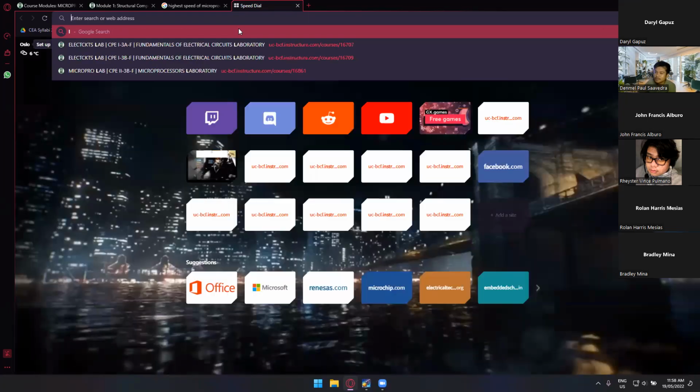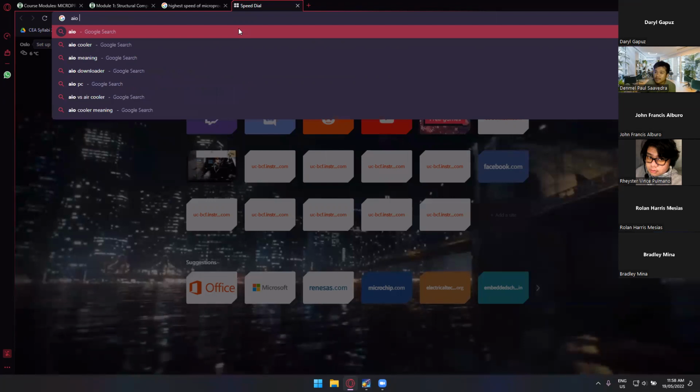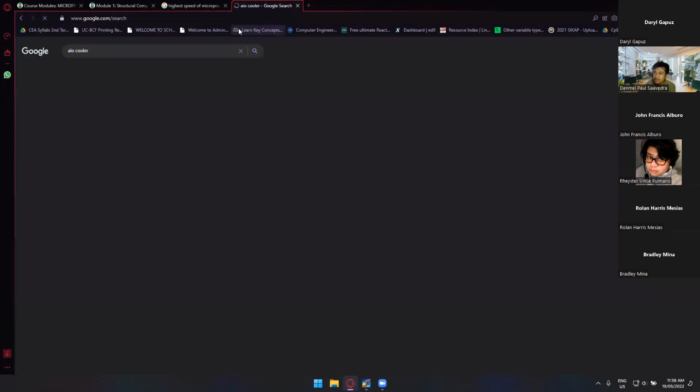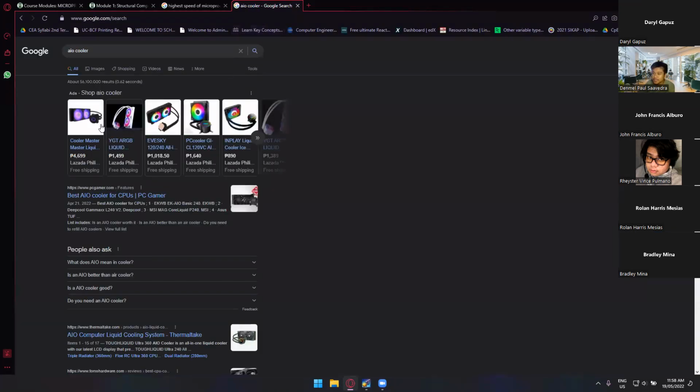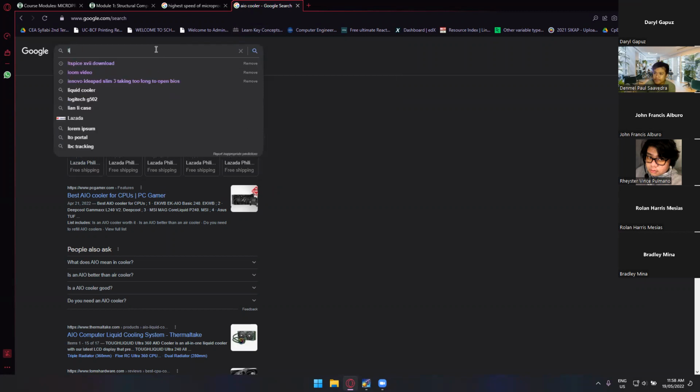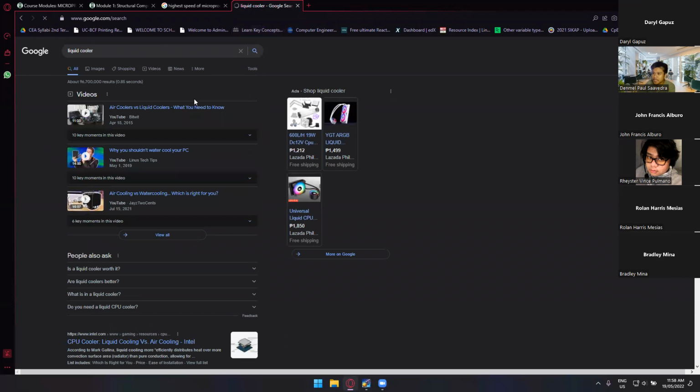Liquid all-in-one cooler, I guess. The weird. No, not this one. They call that one a liquid cooler.